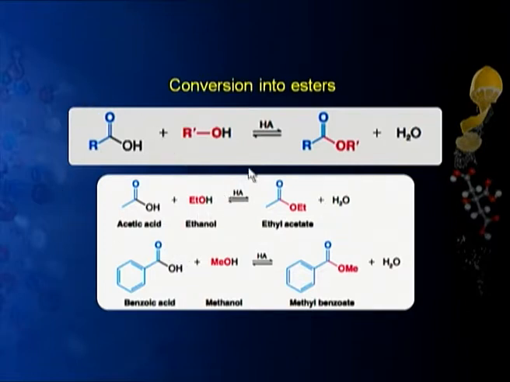chlorides. We will discuss these methods in detail when we will be discussing the methods of preparation and properties of acid derivatives. Here we are talking about only the properties of carboxylic acids. The next, carboxylic acids, as I said, can be converted into acid anhydrides by a loss of water molecule between two molecules of carboxylic acids.